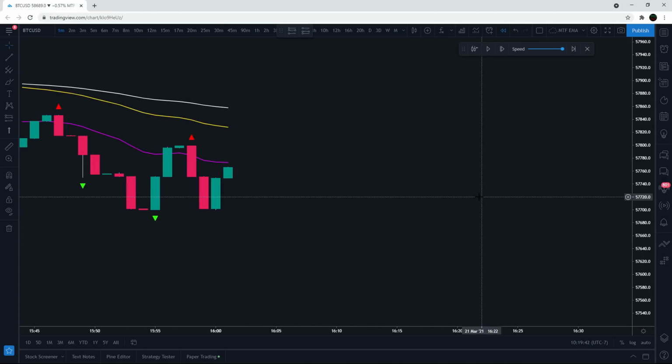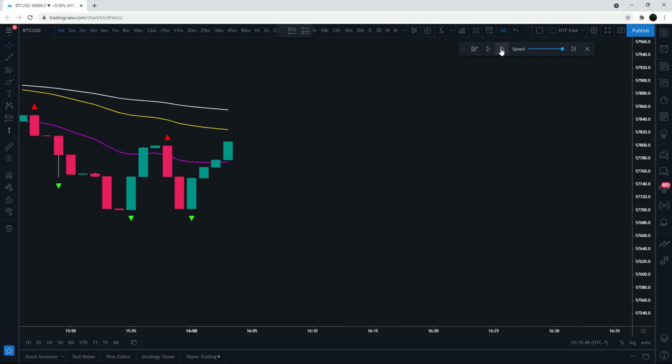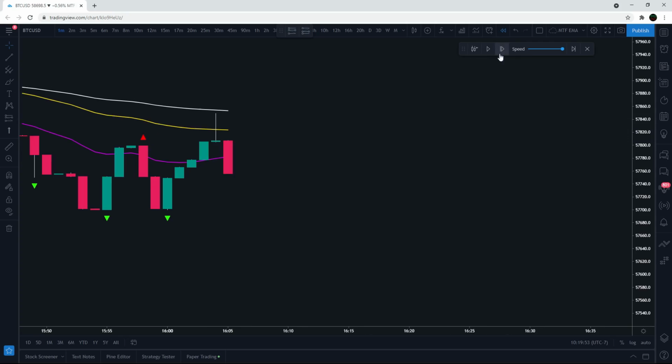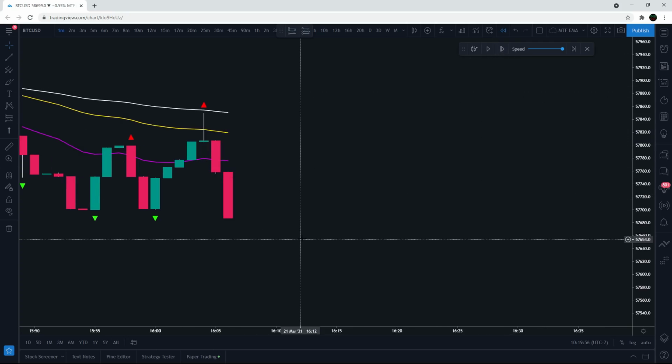Now let's go over an example where we're going to be using the 100-period exponential moving average as the stop loss instead of the 50. So we wait for the pullback and we wait for the fractal next. Not yet, but now we have it.